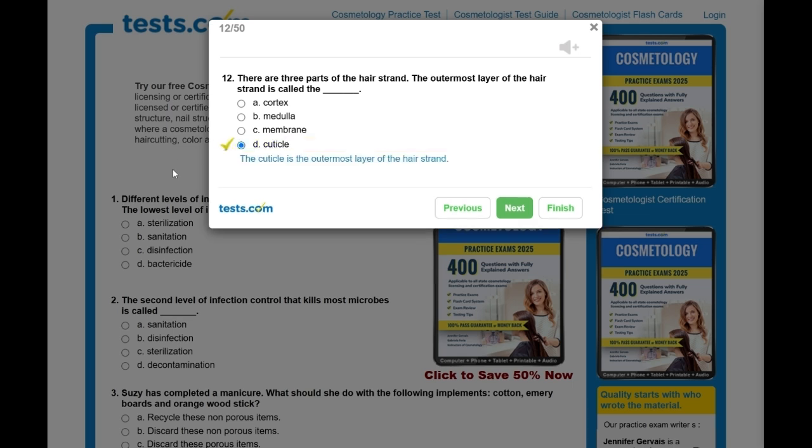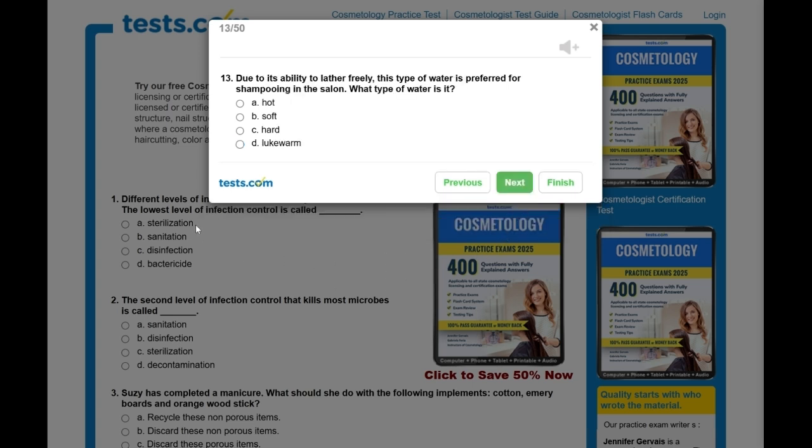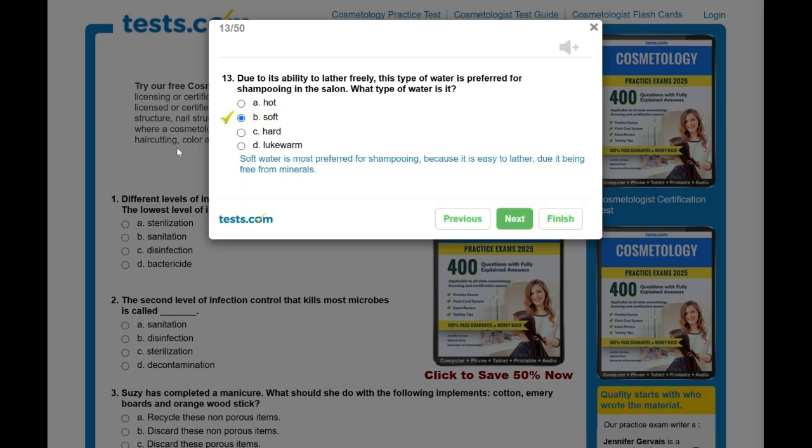D. Cuticle. The cuticle is the outermost layer of the hair strand. Question 13. Due to its ability to lather freely, this type of water is preferred for shampooing in the salon. What type of water is it? A. Hot, B. Soft, C. Hard, D. Lukewarm. B. Soft. Soft water is most preferred for shampooing because it is easier to lather due to it being free from minerals.